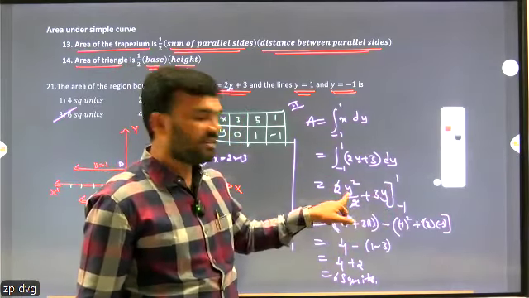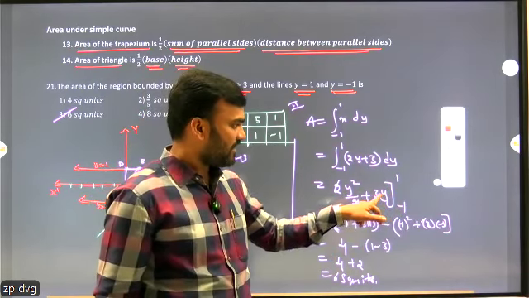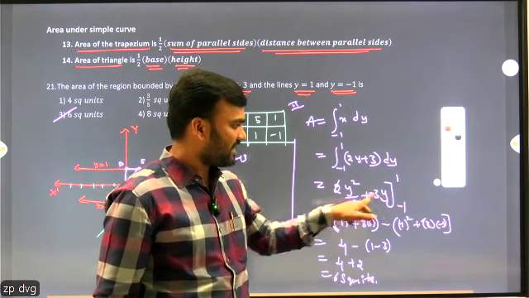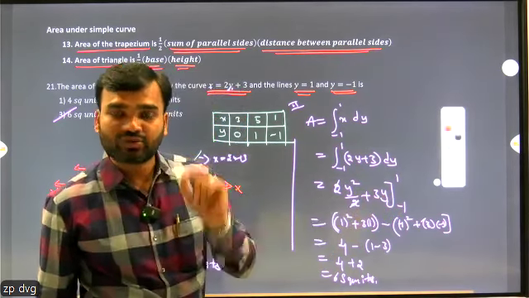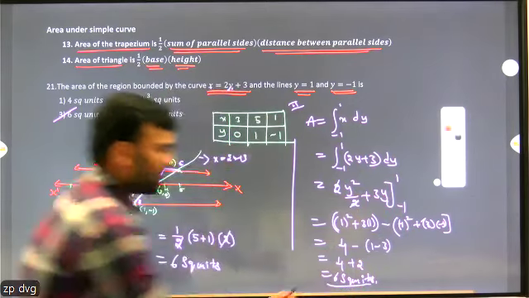Next, what happens if we put -1? -1 whole square is 1, minus what we get, that is 3 into -1, which is -3. -3 plus 1 is -2. Minus into minus gives plus 2. Totally we will get 6 square units.